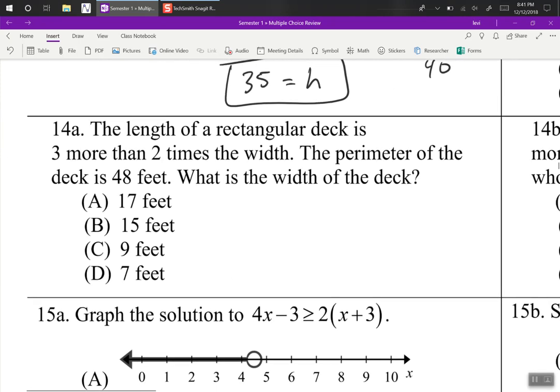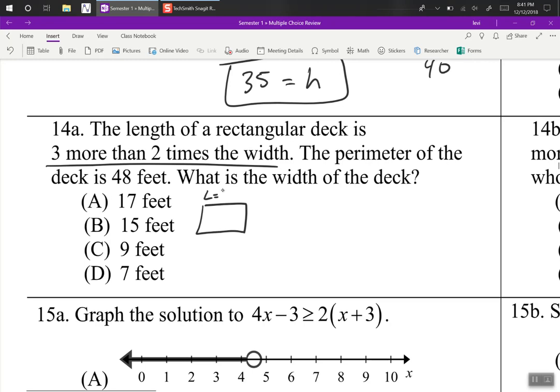14a, the length of a rectangular deck is 3 more than 2 times the width. The perimeter of the deck is 48 feet. What is the width of the deck? So draw ourselves a picture. The length of a rectangular deck is 3 more than 2 times the width. So how would I describe 3 more than 2 times the width? L equals 2W plus 3. That's 3 more than 2 times the width. So this is 2W plus 3. That's W for width. And the perimeter, that means all the way around, is 48.